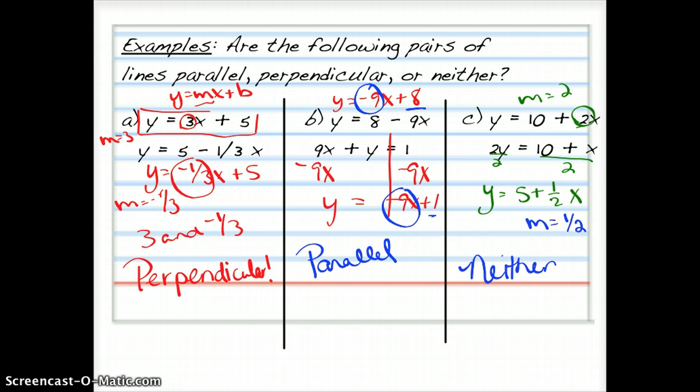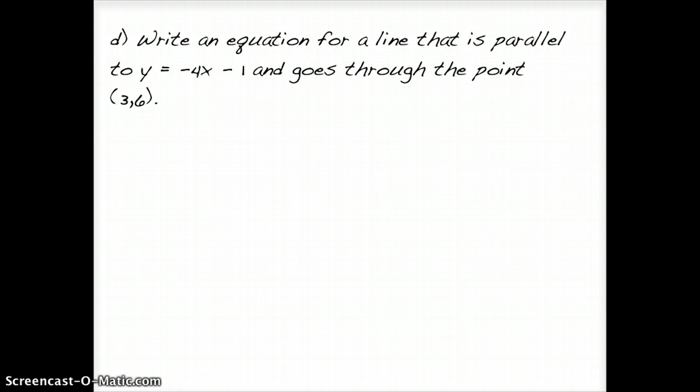Okay. All right, let's look at 2 more examples. And these would be very typical. You'll definitely see things like this showing up on your tests and quizzes. I'm writing an equation for a line that's parallel to y equals negative 4x minus 1, and it goes through the point 3,6. So the first thing I want to notice is its slope. It's already in y equals mx plus b, so my slope is -4. Parallel lines have the same slope, so the slope that I want in my equation should also be -4. It has to go through the point 3,6.